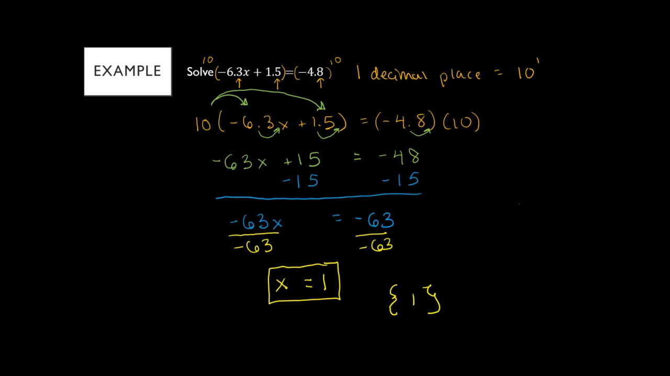So to solve this, we first multiplied everything by 10 because we were getting rid of one decimal place for all of the numbers. And then we solved. And again, you don't have to do that. If you want to work with the decimals and you have a calculator, that's completely fine. But some people prefer to work with whole numbers versus decimals. And so that's why it's helpful to kind of know this trick.